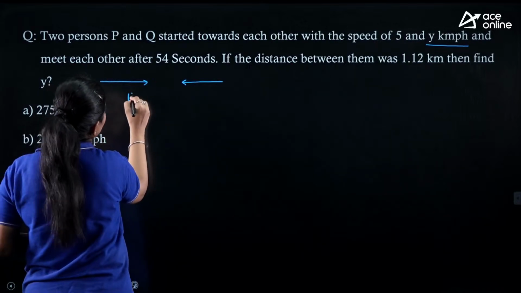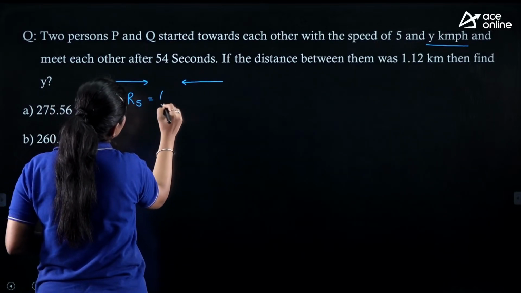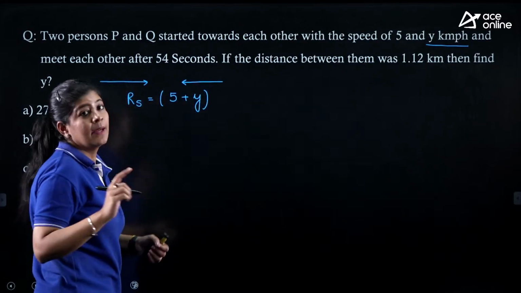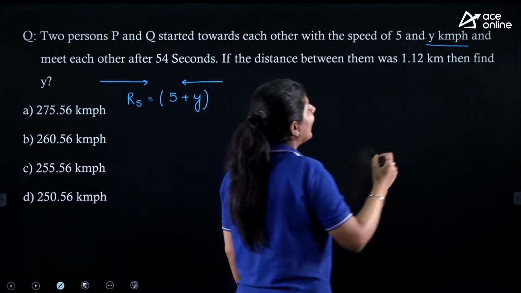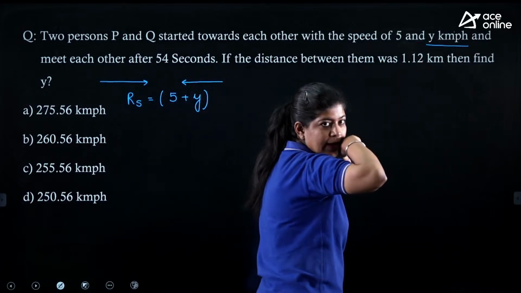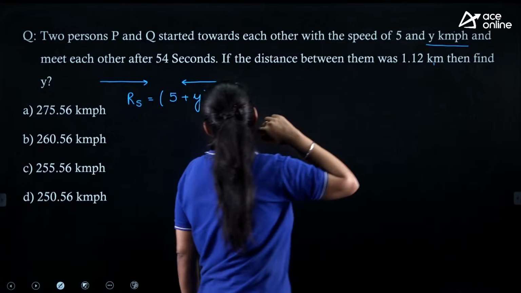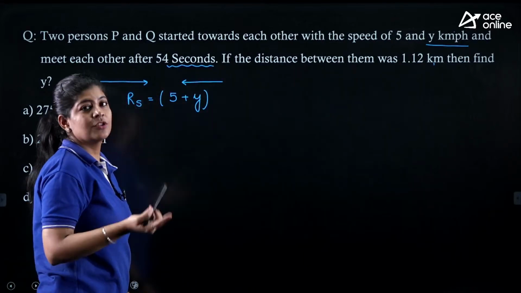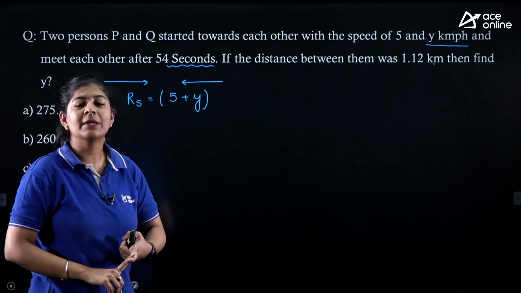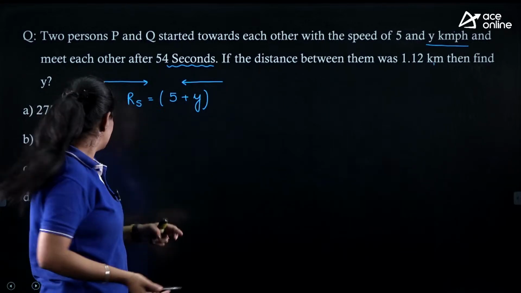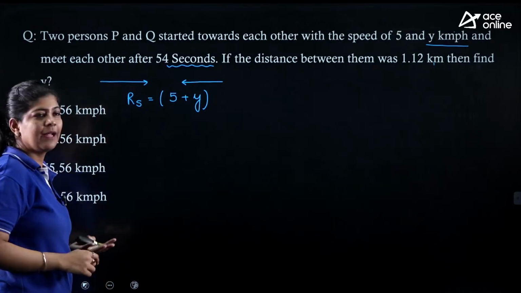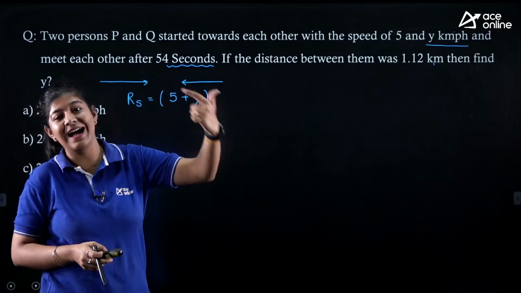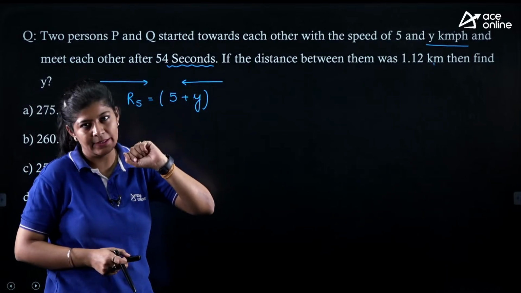So the relative speed that I got over here is, the first one is 5 and the other one is y, right? But if you see here, we have a few units in kilometers per hour, but the time that we have over here is in seconds, right? So it's better to convert the whole thing into meters per second first, and after that, if the answer is given in kilometers per hour, we can convert it, because if we convert the 54 into hours, then it's going to complicate things a bit, right?